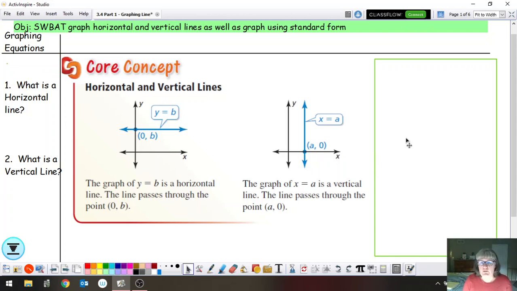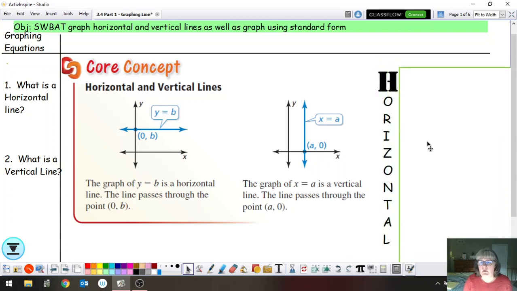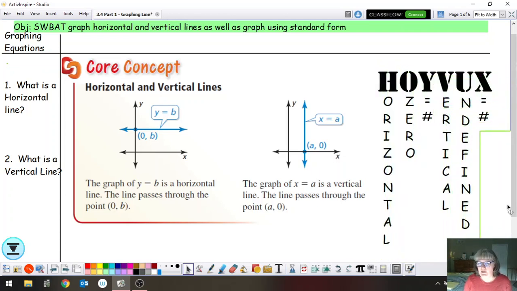Now, some things about horizontal and vertical lines. There's a mnemonic we can use to help us remember, and it's HOIVUX. You might be thinking, huh? But here we go. HOIVUX. So H is horizontal. The O is actually for 0. So a horizontal line is going to have a slope of 0, and the equation is y equals a number. The VUX part of that is a vertical line has an undefined slope, and the equation is x equals a number.